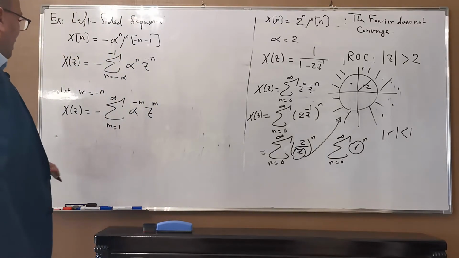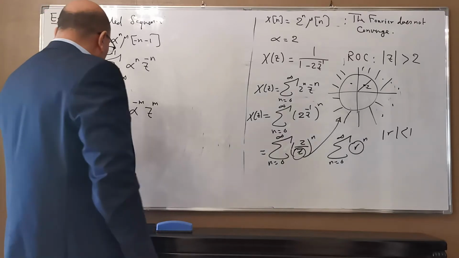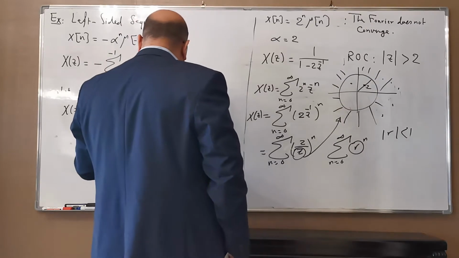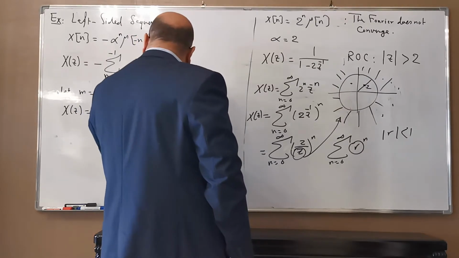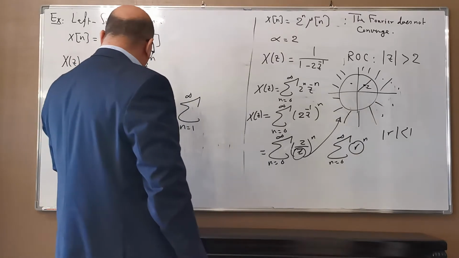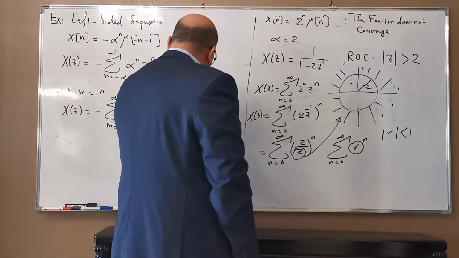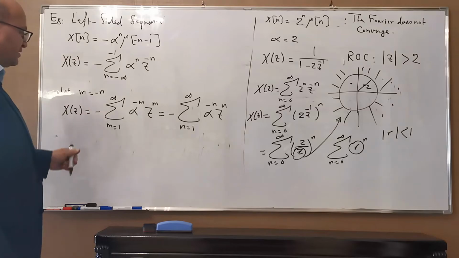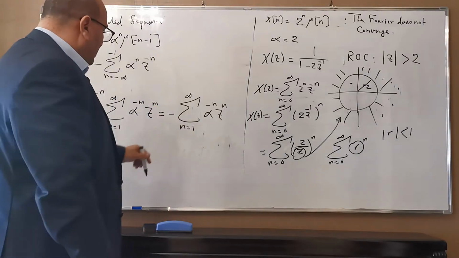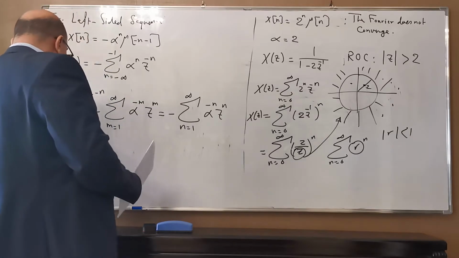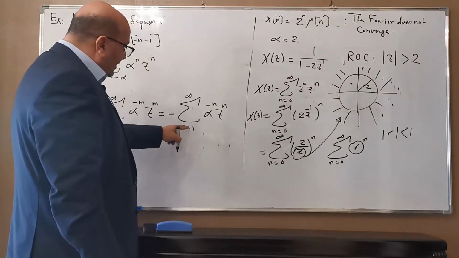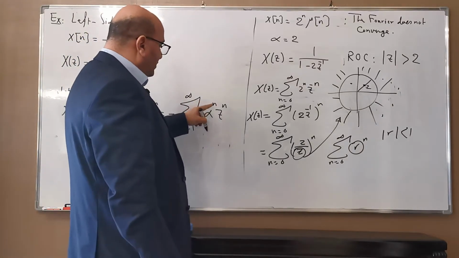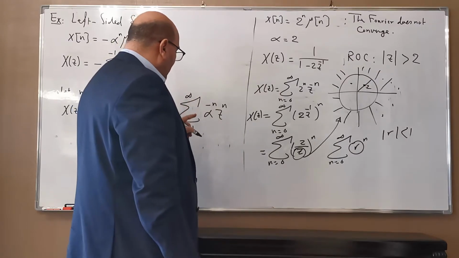I'm going to put this in the form of n again so that you are not confused. So this is from n equals 1 to infinity. I'm going to rename m by n. So this is alpha to the minus n, z to the power n. Just reverse the indices and rename them, and we have this. Now I'm going to add the index n equals 0, so this is alpha to the power 0, z to the power 0, which is equal to 1, with a minus sign.